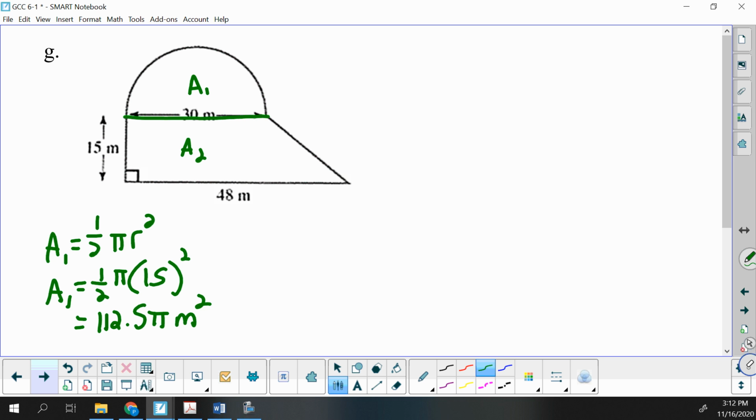So a couple things I want to talk about that 112.5 pi meters squared. It did not say to round anywhere. That's why we just left it in what's called in terms of pi. That is an exact value. If it said to round, then we could put the pi in our calculator, but it did not, so we don't want to put the pi in.